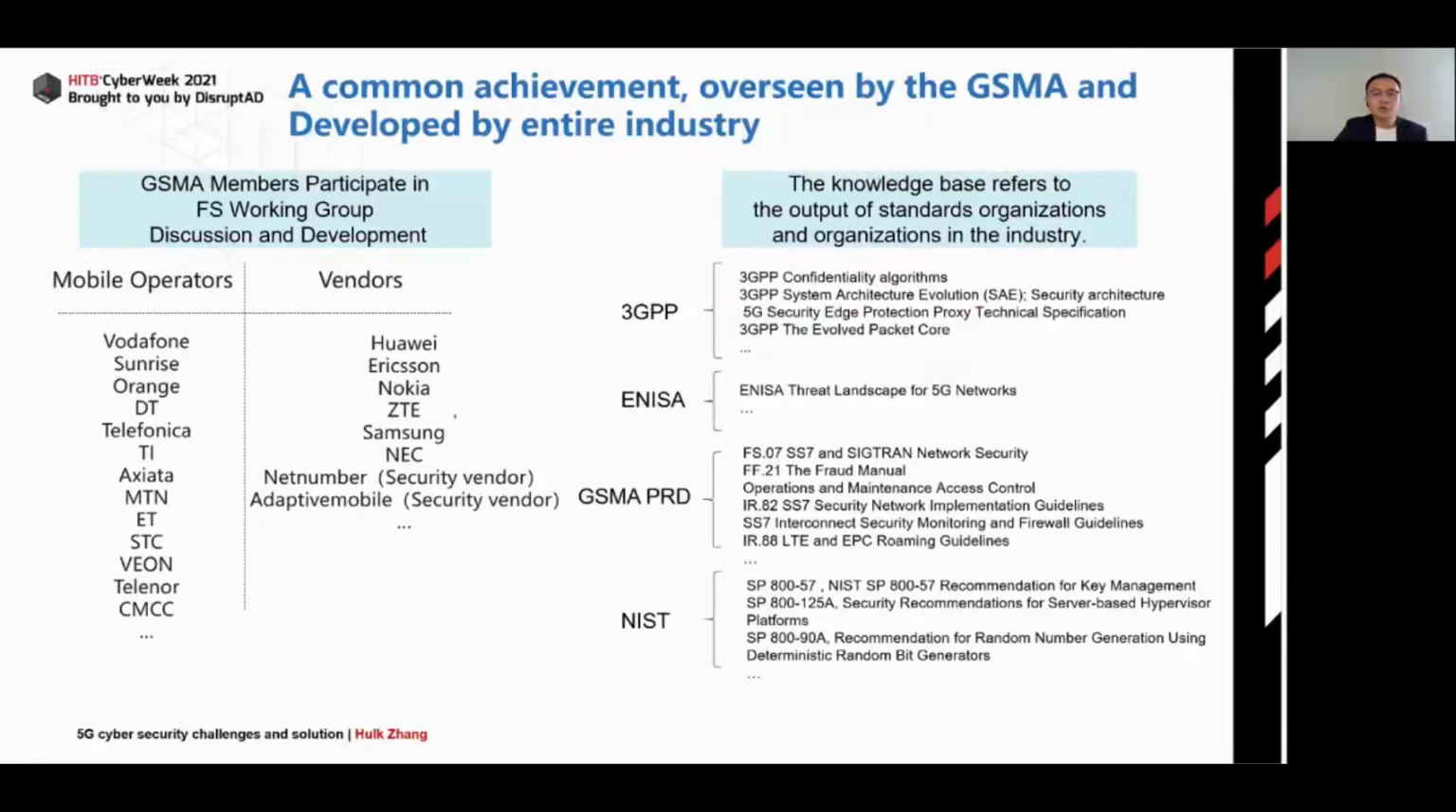And also this knowledge base refers to the output of standards organizations and organizations in the industry. It means the content of this knowledge base is based on well-recognized and internationally accepted standards, for example, 3GPP, ENISA, GSMA PRD, and NIST. And those items are the specific referred standards. And this is who made it and what the 5G cybersecurity knowledge base contains.